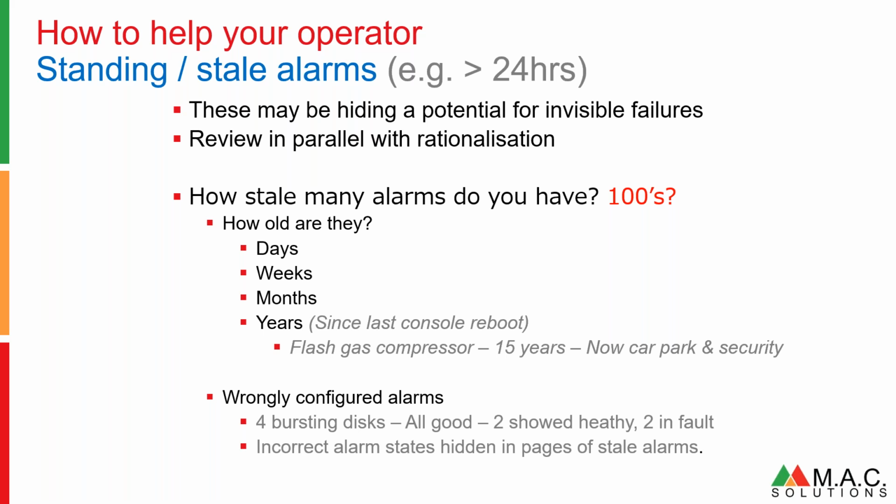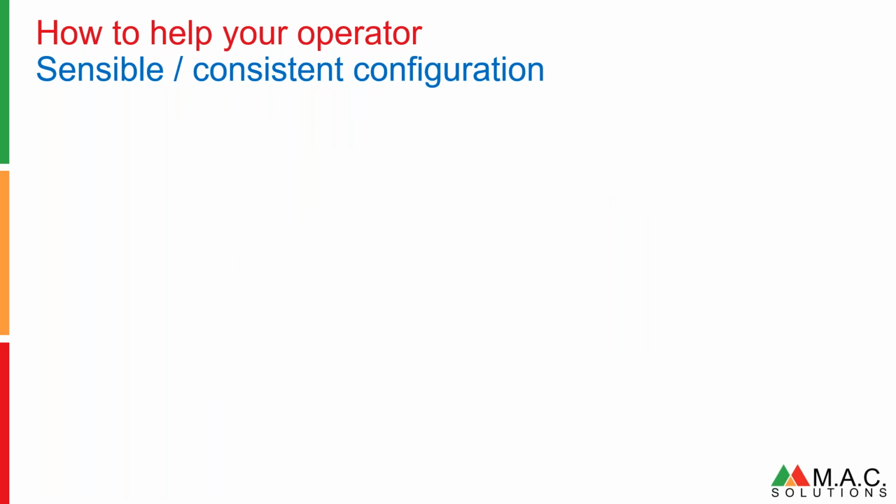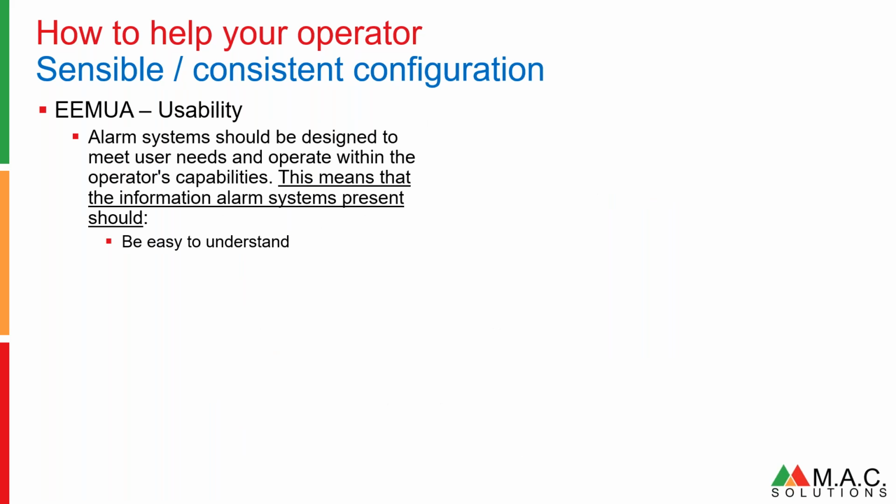When the second bursting disc ruptures and you breach your environmental permits, well, why did the operator do nothing about it? It's the operator's fault. No, it's the engineer, it's the configurer, it's actually not the operator at all. You could help them by actually doing that job, getting that work done. So think about sensible and consistent configuration. Make sure it happens on your plant.